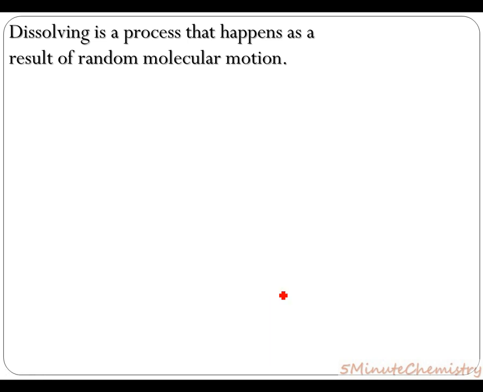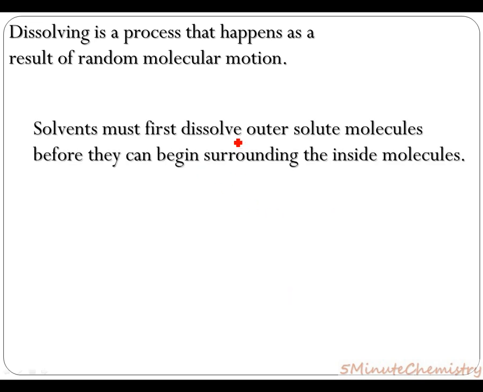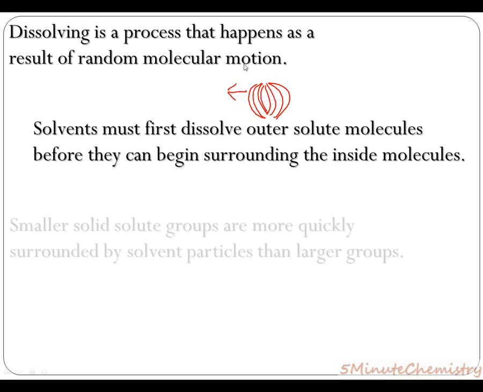Now, another factor that we have to consider is the solvents have to dissolve the outer solute molecules before they can begin surrounding the inside molecules. What I like to think about here is kind of like an onion. Every onion has layers, and in order for you to eat the onion, the first thing you have to do is peel away the outside layers and eat them first. So the same process is going to occur here. When we consider the solvation process, our solvents are going to have to take that first layer and peel it away first before they can have access to the inside layers.